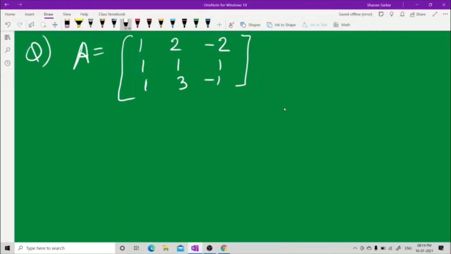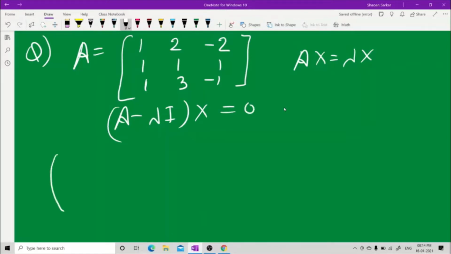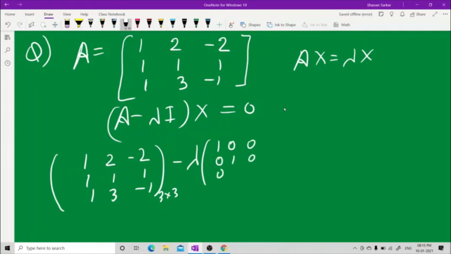Now do one thing: as it is, AX is equal to lambda x. So A minus lambda I x is 0. Now what is A here? 1, 2, minus 2, 1, 1, 1, 1, 3, minus 1. Now lambda you need to find, put the lambda here. Now this is a 3 cross 3 matrix. So this has to be the identity matrix of third order, 1, 0, 0, 0, 1, 0, 0, 0, 1. Earlier it was 2 cross 2. Now this is 3 cross 3. So this also needs to be 3 cross 3.